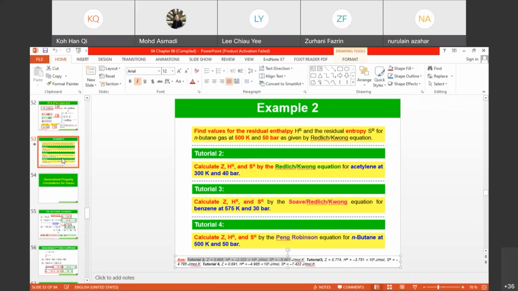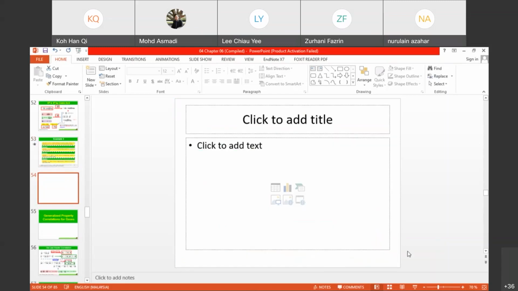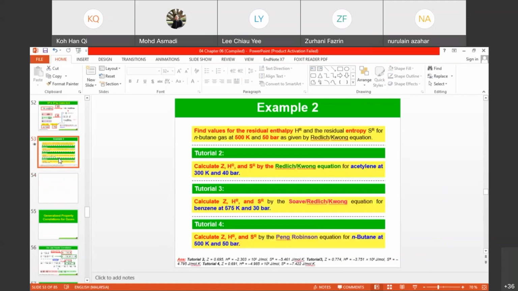if you look at there, tutorial 3 is to calculate HR and SR by the Soave-Redlich-Kwong equation for benzene at 575 Kelvin and 30 bar. If you look at there, the equations are quite different from the previous example. So you have to use Soave-Redlich-Kwong. This is the Soave-Redlich-Kwong.